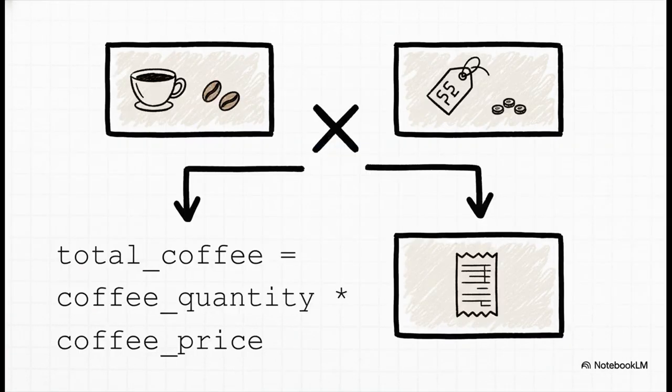And here's what that exact logic looks like as actual Python code. We create a variable called coffee quantity and put 2 in it. Then another called coffee price and put 3 in it. Finally, we make a new variable, total coffee, and we tell the computer to just store the result of multiplying the quantity by the price. It's like a simple recipe for the computer to follow.